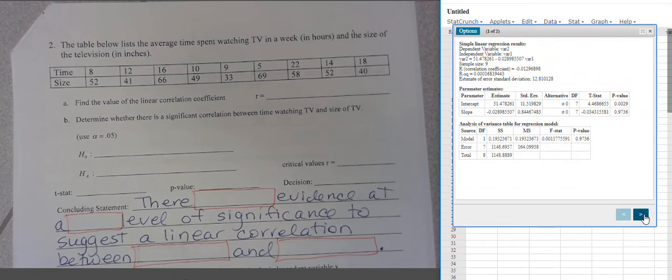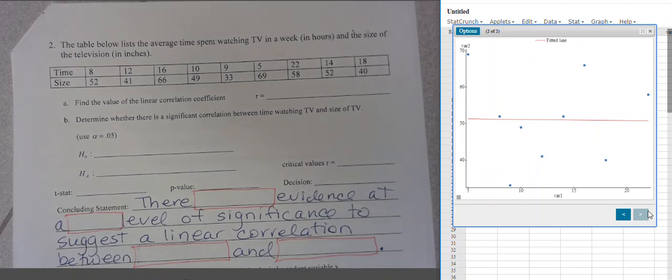The first thing I always do is look at my scatter plot. Oh, so I already have a feeling that just looking at this, there really isn't any correlation here, because the dots are all over the place. Here's somebody who doesn't spend much time watching TV, but they have a really large television. Here's somebody, let's see here, who spends a lot of time watching TV, but has a smaller television. So I don't think we're going to find that we have correlation, just looking at the scatter plot.